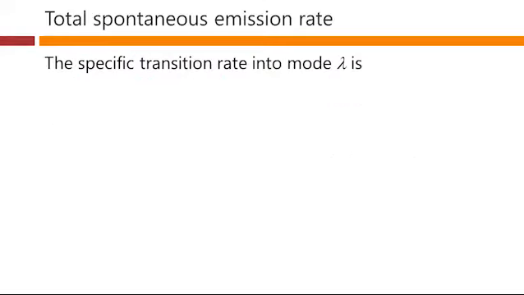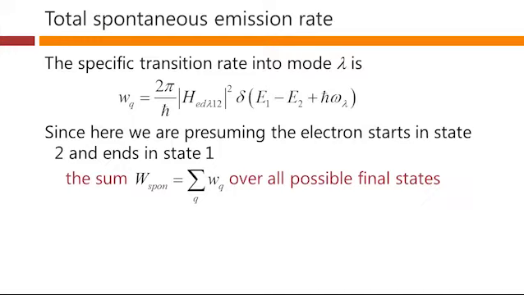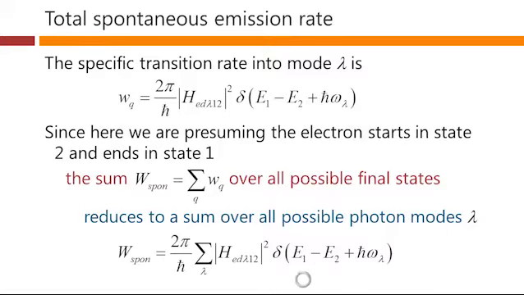Now, the specific transition rate into mode lambda is, as we figured out before, given by an expression like this. Since here we're presuming that the electron starts in state 2 and ends in state 1, this sum over possible final states is just going to reduce to a sum over all possible photon modes lambda. So here's the expression we're going to try to evaluate. These matrix elements may be different numbers for different modes, and we will have to only look at ones that have the right energy, of course.